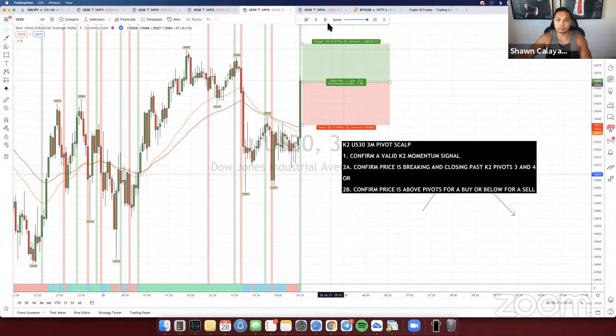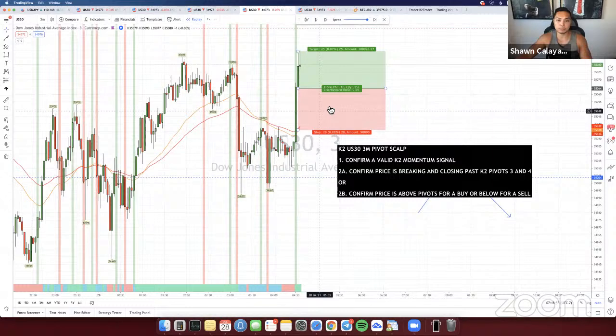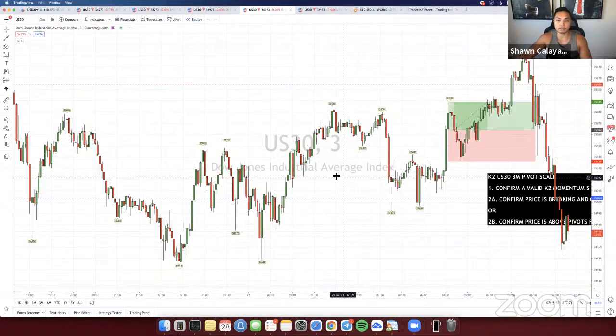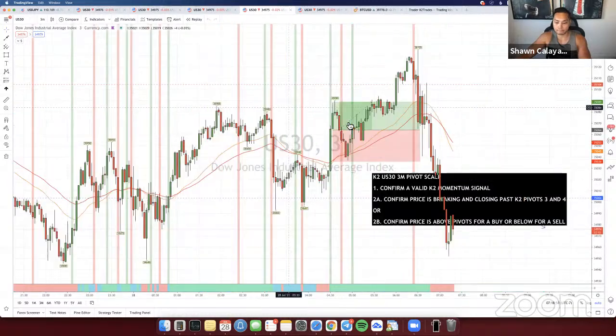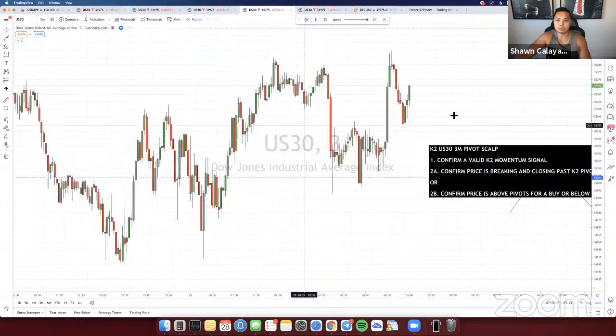You let it run right here, and then there you go, full TP off that trade. So that's going to be requirement 2A. 2B is going to be if price is already below or above it. So like that's 2A right there. And then looking over here, this is going to be an example of 2B.